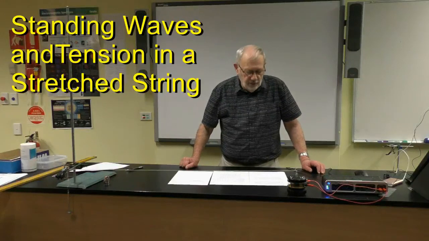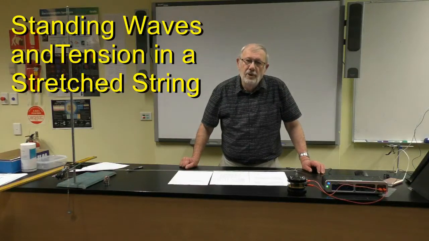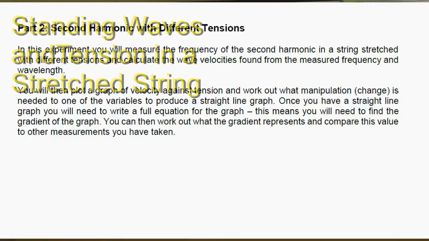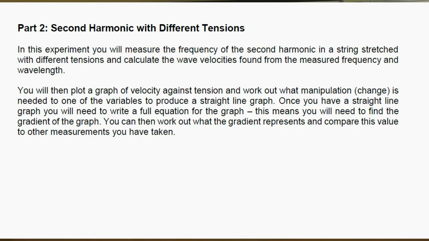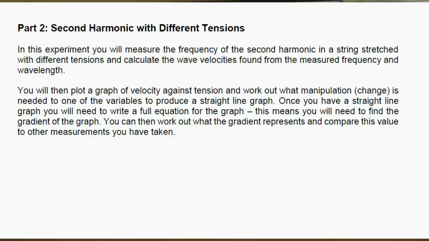Let's have a look now at part 2, second harmonic with different tensions. It says, in this experiment, you will measure the frequency of the second harmonic in a stretched string with different tensions and calculate the wave velocities found from the measured frequency and the wavelength. You will then plot a graph of velocity against tension and work out what manipulation or change is needed to one of the variables to produce a straight line graph.